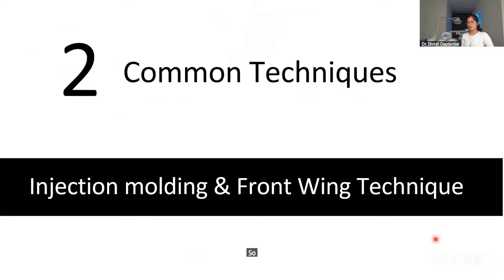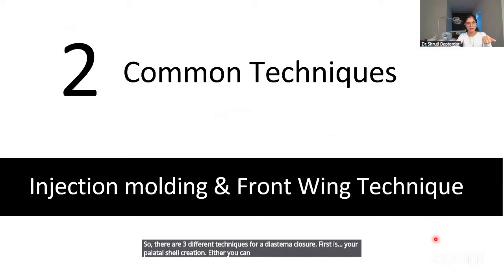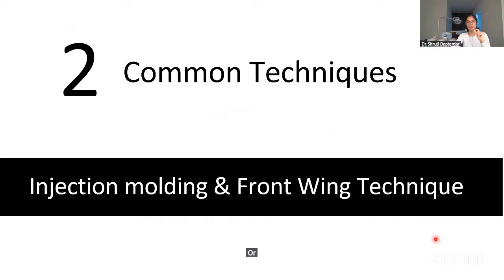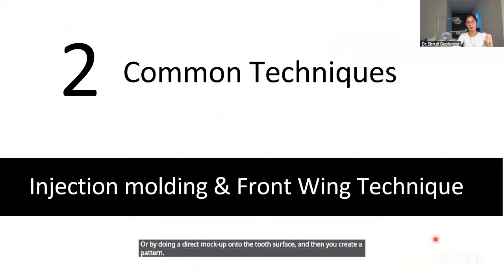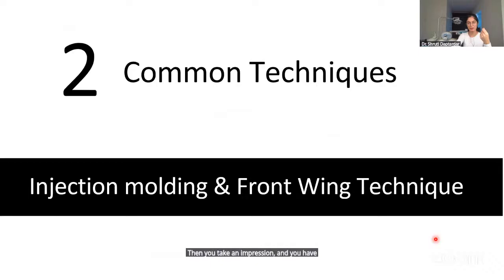So there are 3 different techniques for a diastema closure. First is your palatal shell creation. Either you can do that free hand or by doing a direct mock-up onto the tooth surface, and then you create a palate. Then you take an impression and you have a palatal index. Or you can do a wax up, and with the wax up, now you create a palatal index. What we are going to talk about is injection molding and front wing technique.